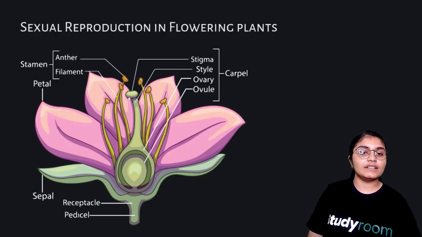So you can see here these are the parts of a flower. These are the petals that you see in the flower. Then these are the stamens that you see. This is the anther and the filament. The stamen consists of the anther and the filament. These are the male part of the plant.